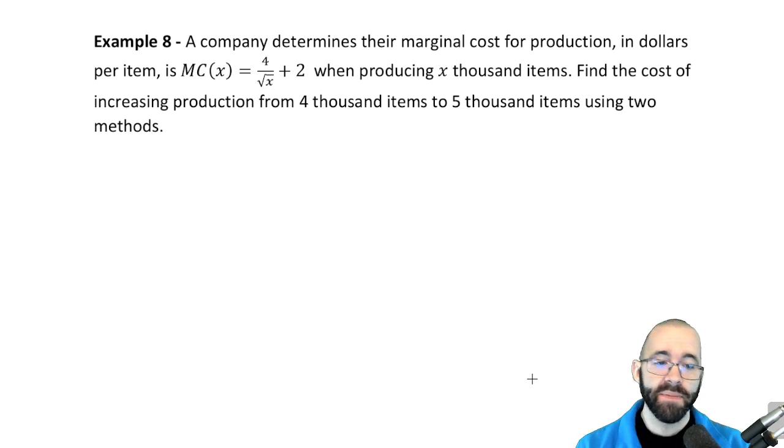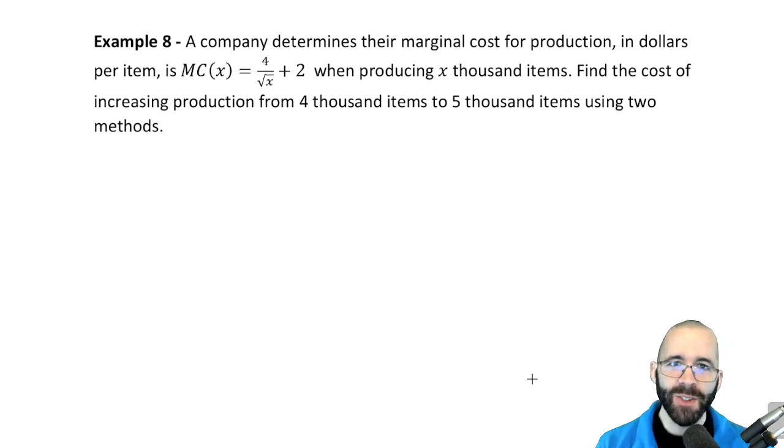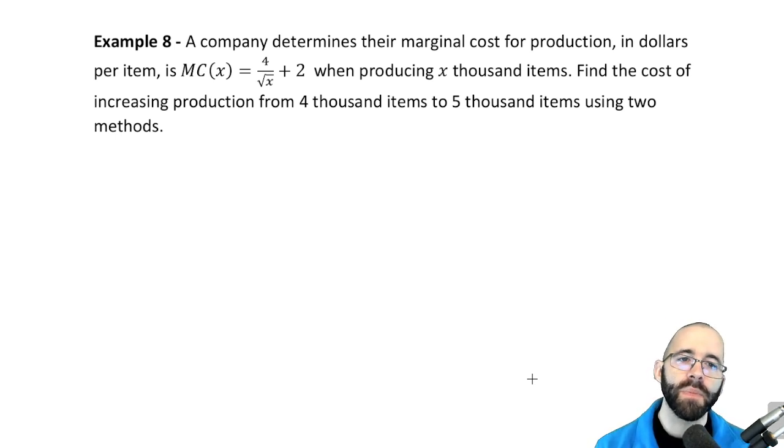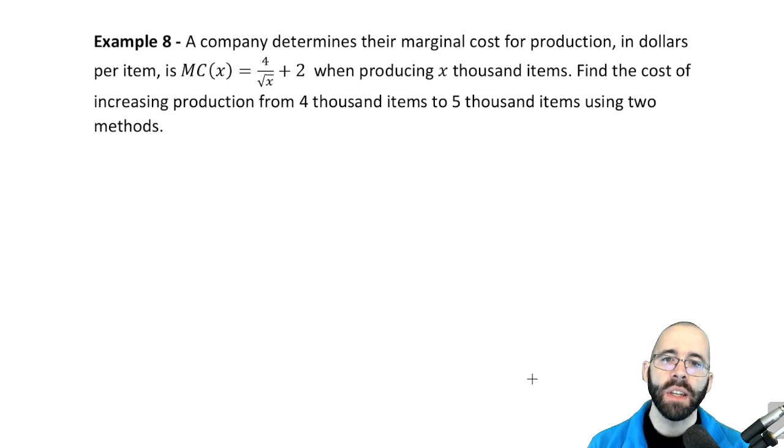That was example 6. Apparently, I did not give you an example 7, so we're in example 8 now, which is kind of cool. I don't know how much you'll like it, but I like example 8. It connects to some other things. We have a little bit of a surprise here. A company determines their marginal cost for production in dollars per item with a marginal cost function, MC of x. It's 4 divided by the square root of x plus 2 when you're producing x thousand items. Find the cost of increasing production from 4,000 items to 5,000 items using 2 different methods.